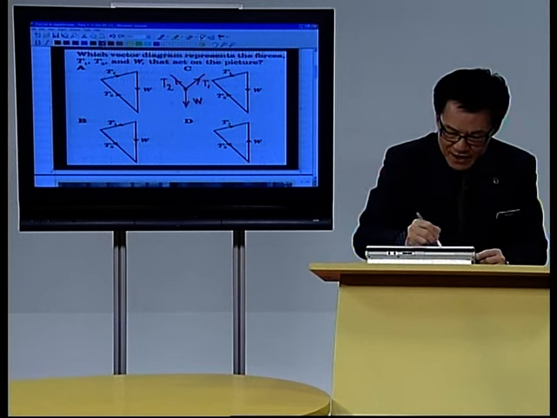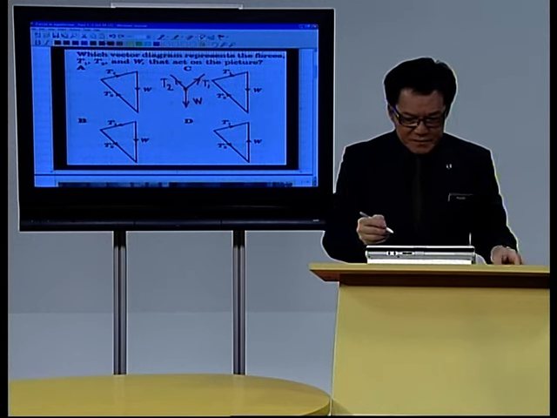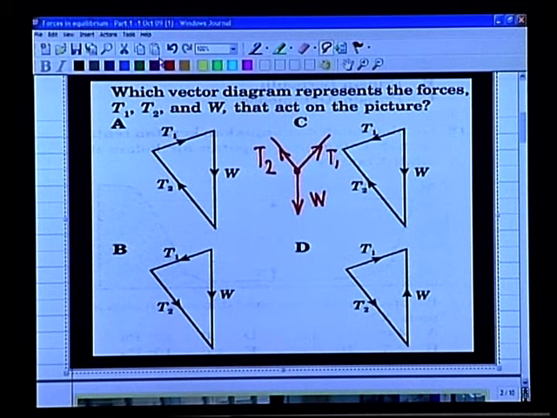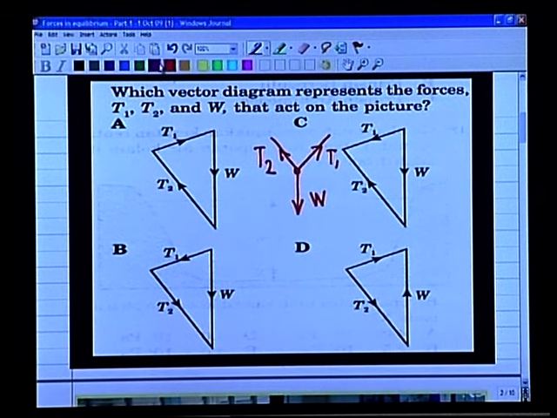I will choose another color, purple. Okay. So let me see. Let's start with W. Now, in fact, you can start with W, T1 or T2. It does not matter which one you start with. Alright. Let us start with W. So W, it goes down. I mark it W. Alright. What about T2? I follow it by T2. T2 goes up, isn't it?